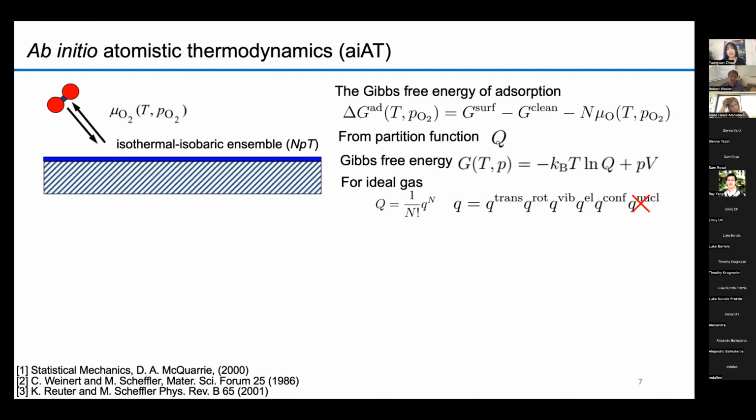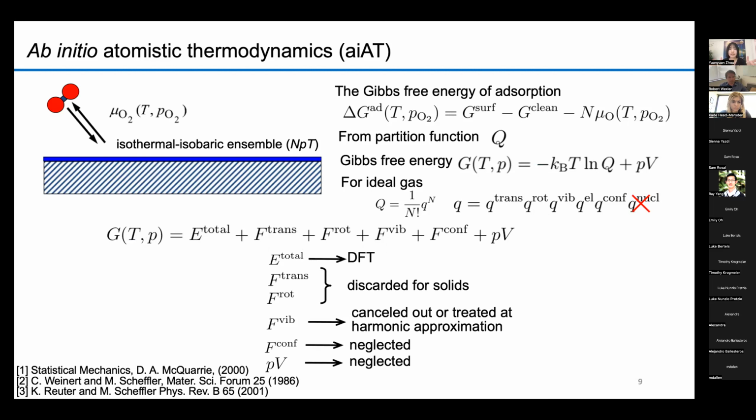And in this method, the solid surface also follows similar approximations. So the Gibbs free energy of the solid surface can be the sum of the individual contributions. That is the total energy of the surface, and the translational free energy, rotational free energy, vibrational free energy, configurational one, and a PV term.